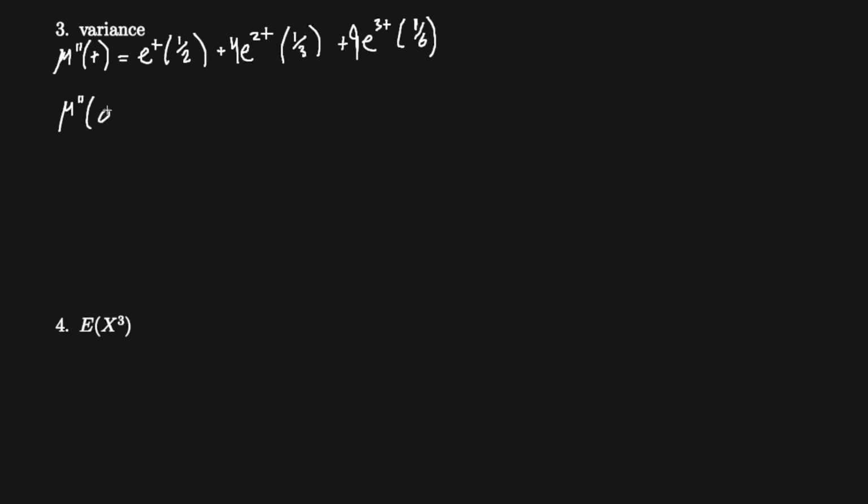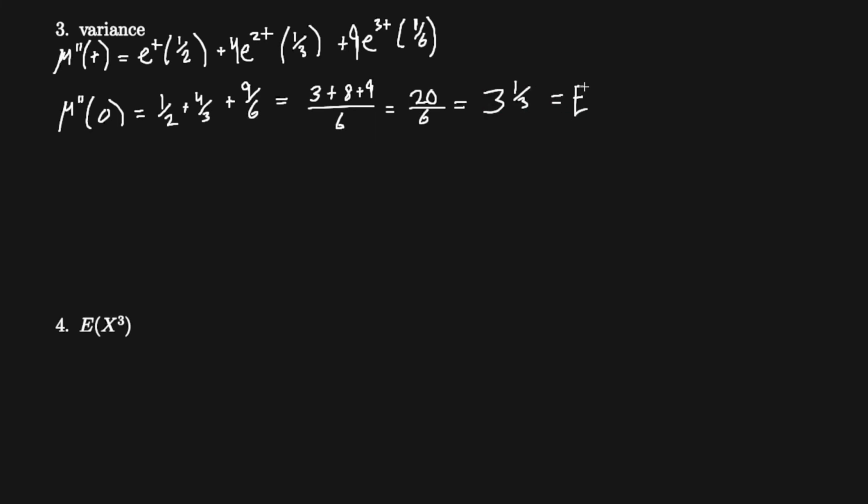If you just plug in 0 for t, you would get 1/2 plus 4/3 plus 9/6. If you add them all up with a common denominator, you get 3 plus 8 plus 9 over 6, and you get 20/6, which is equal to 3 1/3. This is our expected value of x squared.